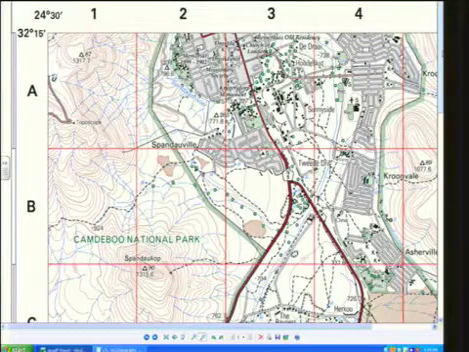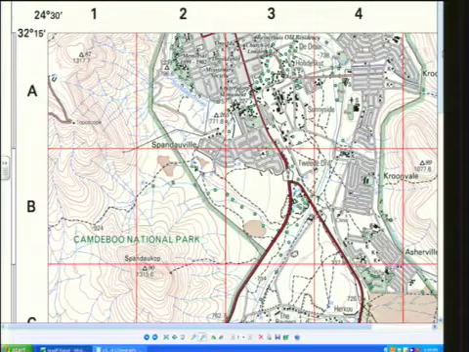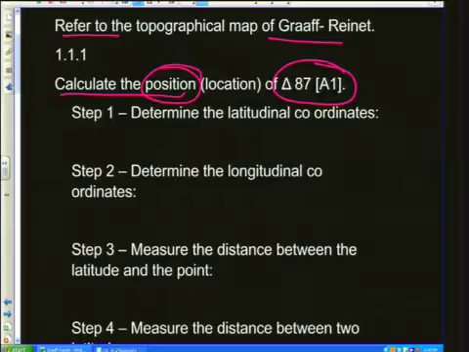Note the position of Trig Beacon 87 in block A1. This is the full map. We've managed to extract this map. But what I want you to note is we're using the same degrees and minutes. So let's go back to the question and look at the map.